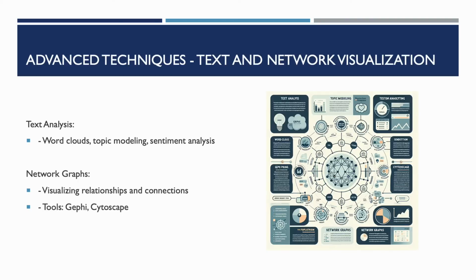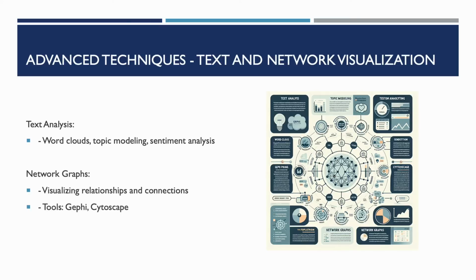So in many modern data sets, especially those related to social media, customer feedback, or academic research, text-based and relationship-based data are abundant. To extract meaningful insights from this type of data, we turn to advanced techniques like text analysis and network visualization. Text data is unstructured and often requires different approaches compared to numerical data. Using text analysis, we can transform unstructured text into visual representations that highlight important patterns, topics, or sentiments.